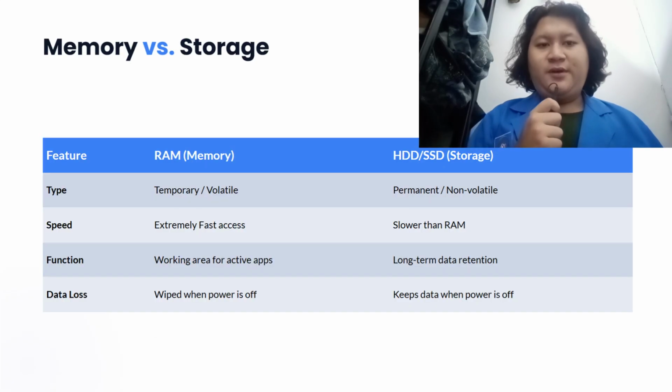Next, let's compare memory and storage. RAM is temporary memory. It is very fast and is used as the working area for active applications. However, when the power is turned off, the data in RAM will be lost. On the other hand, SSD or HDD are the permanent storage. They are slower than RAM, but they can keep the data even when the computer is turned off. So, RAM is for temporary work, while storage is for long-term data saving.